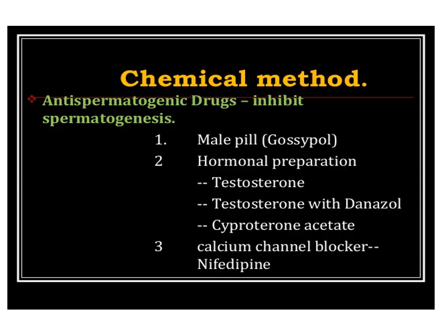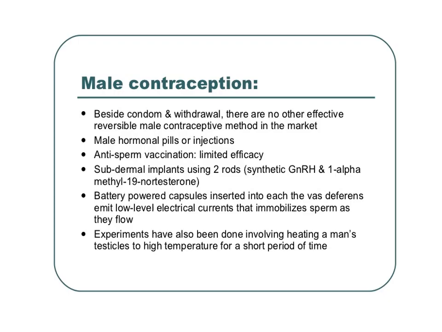Male contraceptives. There are certain things that we have on the list: the male pill, gossypol, then hormonal preparations, testosterone with danazol, cyproterone acetate, calcium channel blockers. These are things which can decrease the effectivity of a sperm. But besides condom, withdrawal, and maintaining the safe period as a natural method, there is hardly any method of spacing for males. Other ideas, like a battery powered capsule or heating a man's testicle, were not something doable.